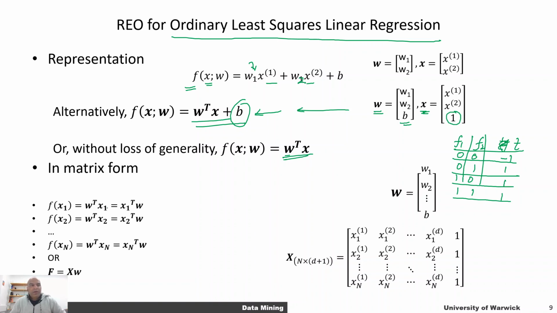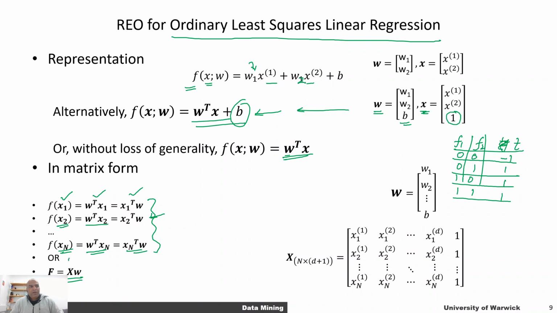Let's say we've got a bunch of examples. For example number one, our prediction score is going to be w transpose x1, and we can also write it as x1 transpose w. For a given example x2, we can calculate its prediction score, and it's going to come out as w transpose x2 or x2 transpose w. And if we have n examples, then the score of the nth example can also be expressed like this, or in general, we can write all of these linear equations in this form.